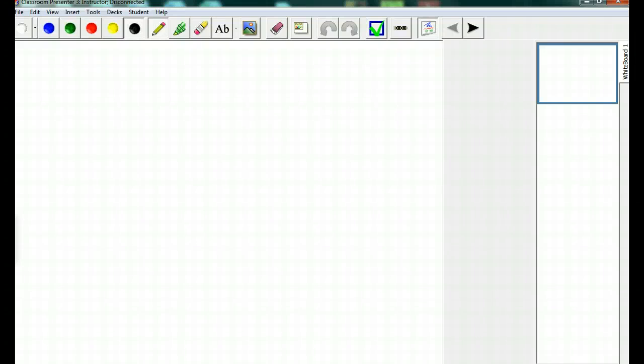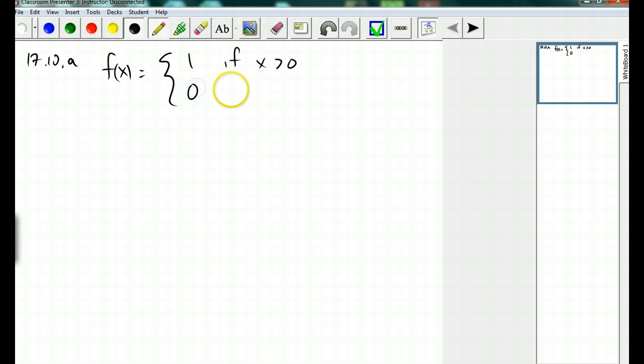Okay, for you guys, I decided to try to do a problem about discontinuity. So I'm going to look at 17.10a. In this function, they tell us that f of x is equal to 1 if x is bigger than 0, and f of x is equal to 0 if x is less than or equal to 0. All right? And they ask us to show that it's discontinuous at x naught equals 0.